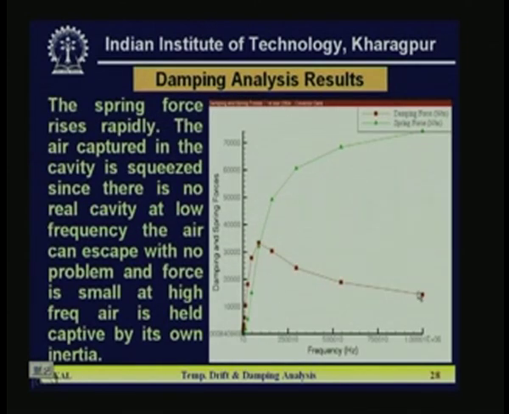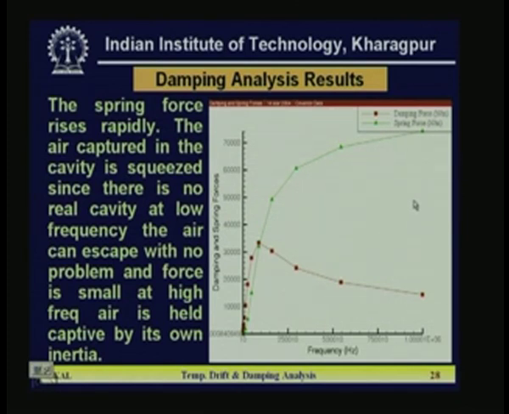Now, the plots are shown here. One is the damping force Newton per meter and spring force Newton per meter. The green line is the spring force. With frequency, you can see the damping force is going to have a peak value and then it is going to reduce. Okay. And on the other hand, the spring force with frequency linearly increases, and after some time it is going to be saturated. So, these are the two different forces that analysis has been done using the Coventor directly.